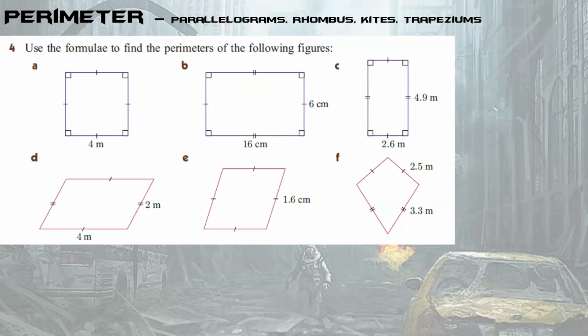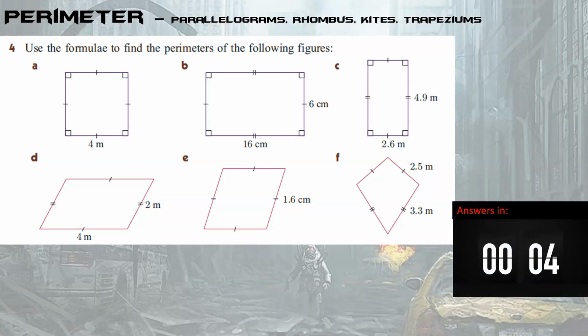Now have a go at this. We're using the formula to find the perimeter of the following figures. We've got some squares, some rectangles, some rhombuses, and a kite. So make sure in your solutions you're writing what the equation is for this formula and then find its value. Answers are up in 5 seconds.